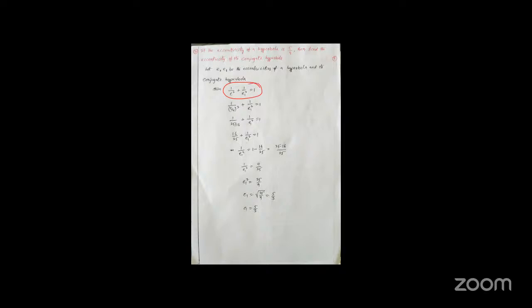So here, the eccentricity e is given, that is 5 by 4, and we have to find e1. So apply the e value, that is 1 by (5 by 4) whole square plus 1 by e1 square equal to 1. So that is 1 by 25 by 16 plus 1 by e1 square equal to 1. On simplification, we have 16 by 25 plus 1 by e1 square equal to 1.